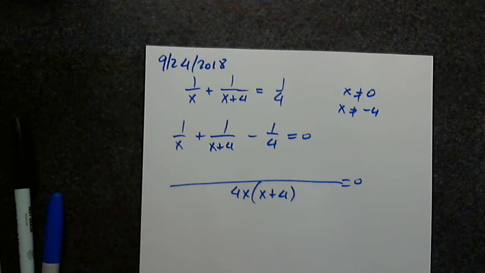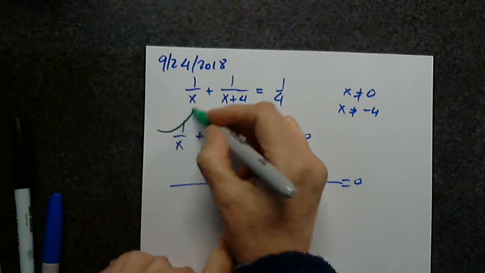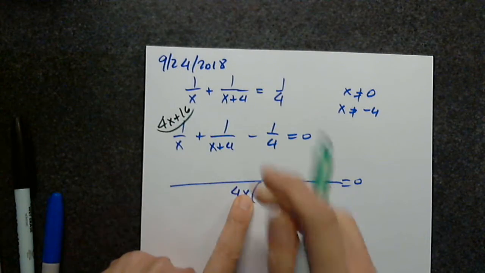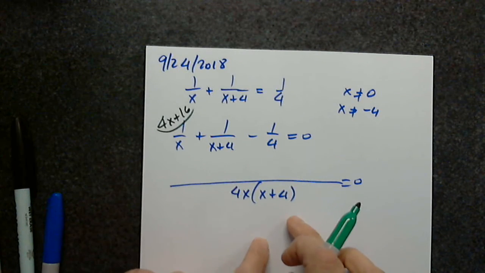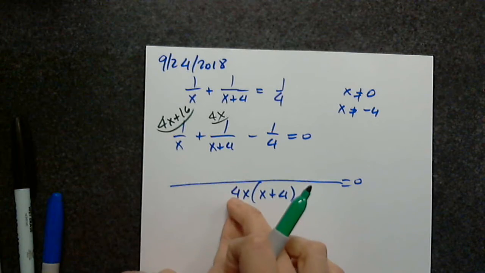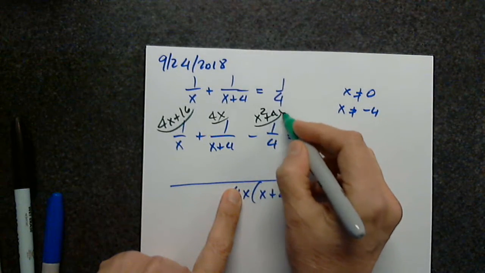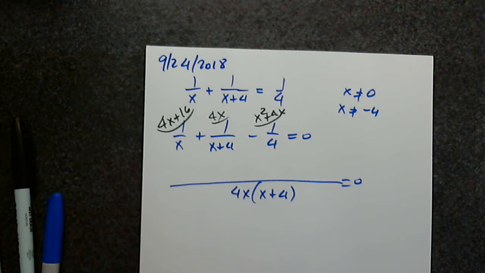Now let's see if we have answers in all three cases. x times what is this? Well, it's 4x plus 16. x plus 4 times what is this? Clearly 4x. And 4 times what is this? It's x squared plus 4x. Since I got answers to all these three questions, I know that this is the correct least common denominator.